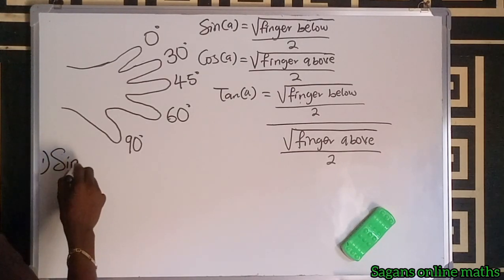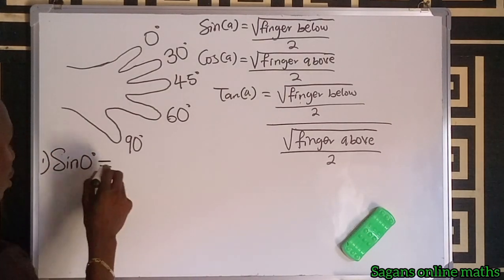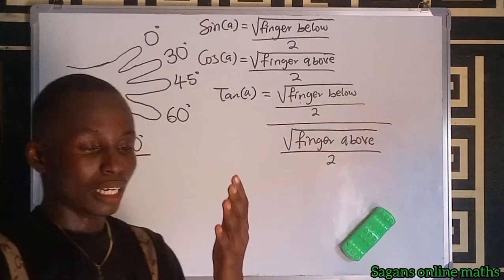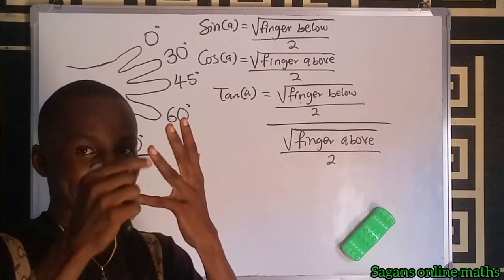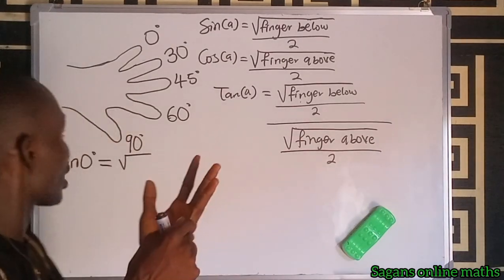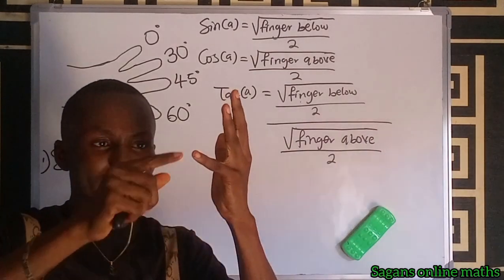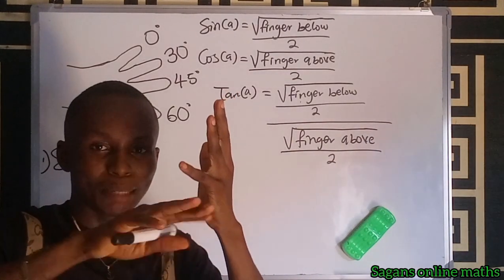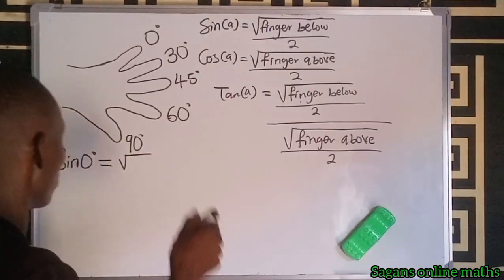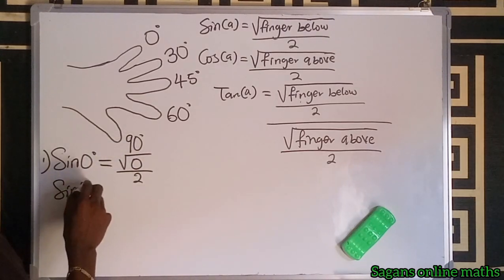If you are asked to find sine 0 degree, what is the answer? Remember, this is equal to the square root of the number below. This is 0 degree, then 30, 45, 60, and 90 degree. Look at below: after this 0 degree, there's nothing, no other finger here. So it means 0 divided by 2.